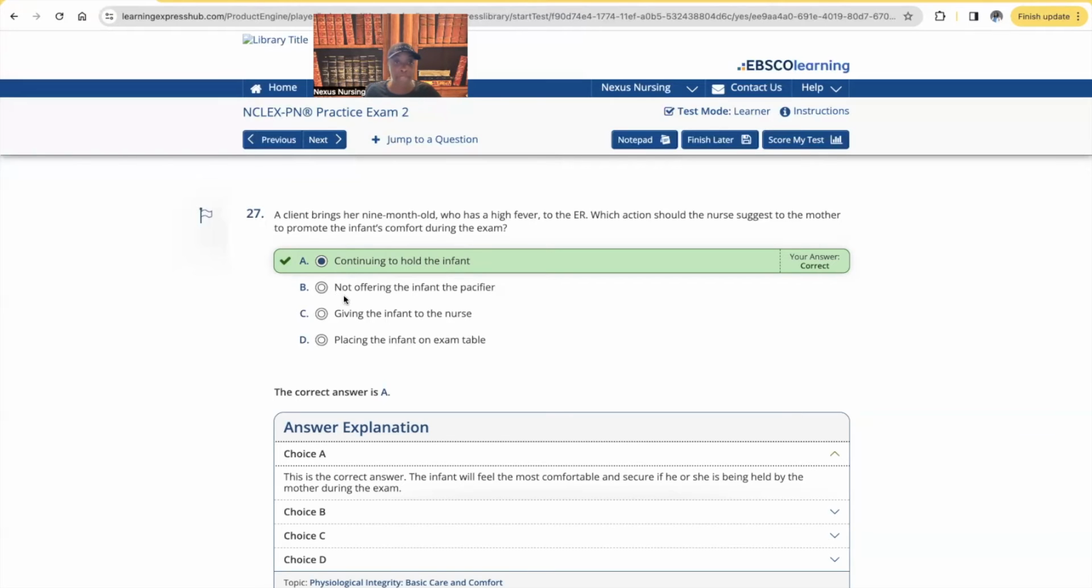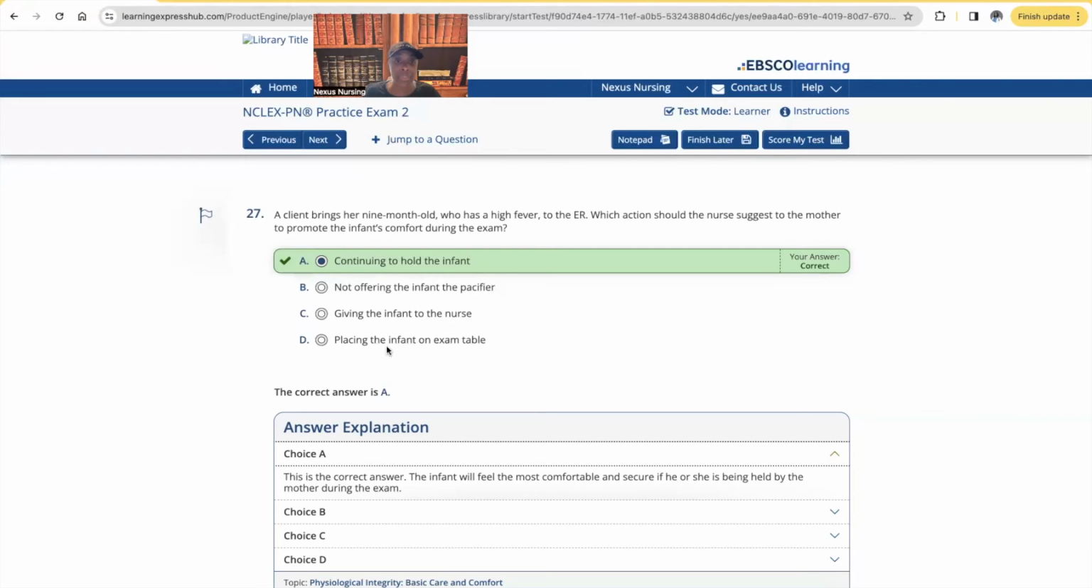They're fearful of you, the nurse, right? So you look at this answer, not offering a pacifier to the infant. Why would you not offer a pacifier? A pacifier is comforting to the infant, because remember, in the infancy stage, where does the infant get their joy from? Orally, right? From sucking. So that pacifier will comfort the infant. C, giving the infant to the nurse. No, that is going to increase that infant's anxiety. The infant does not know you. They don't feel safe with you. They feel safe with the caregiver.